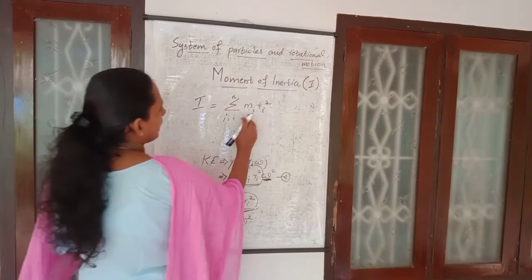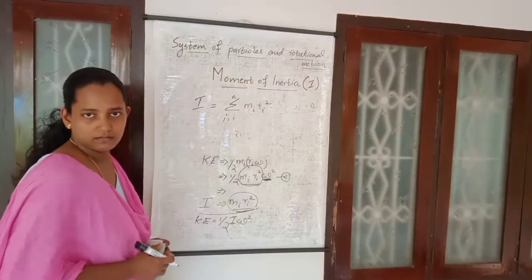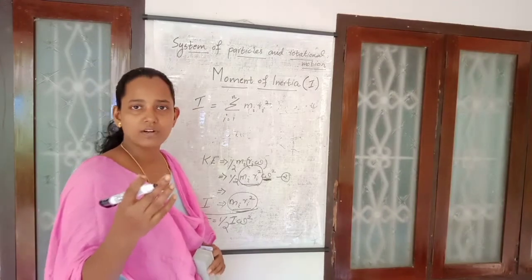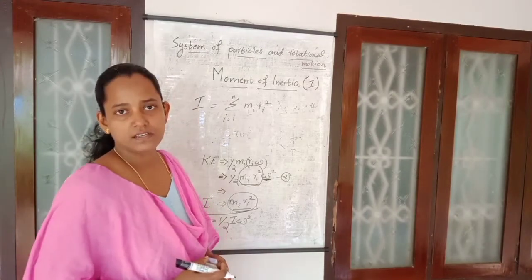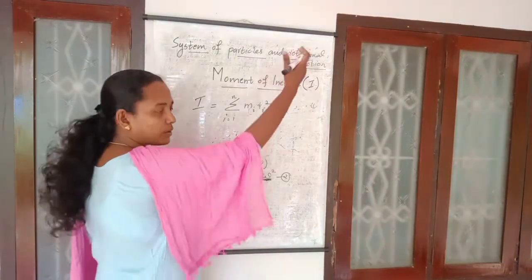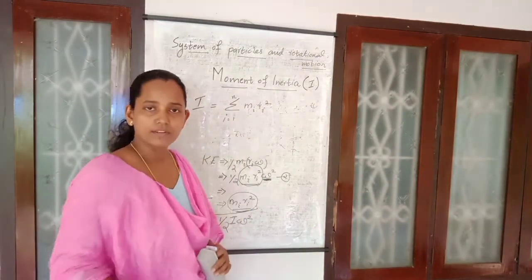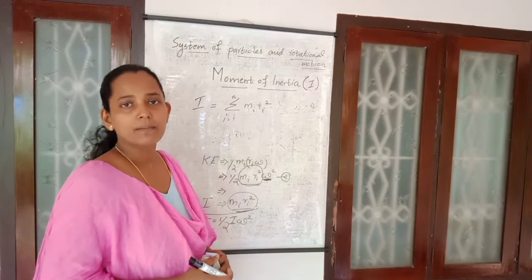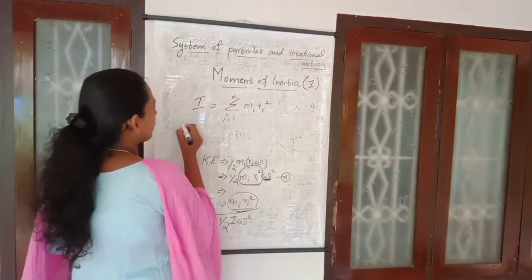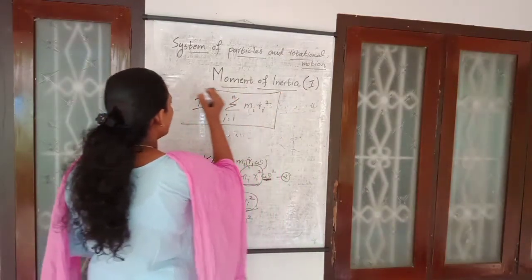And this i is varying from 1 to n, because a rigid body consists of n number of particles, and the mass varies from 1 to n, and the position of that particle with respect to the axis of rotation also varies from 1 to n. And this is actually the moment of inertia of a body itself.